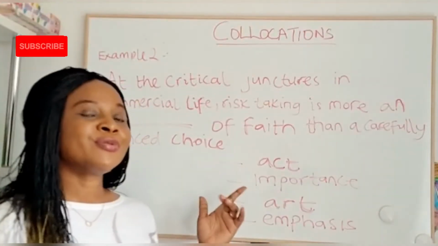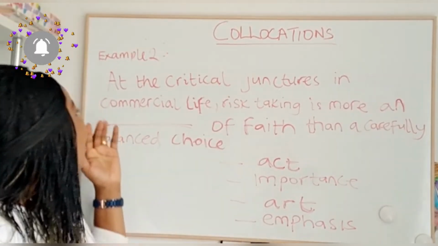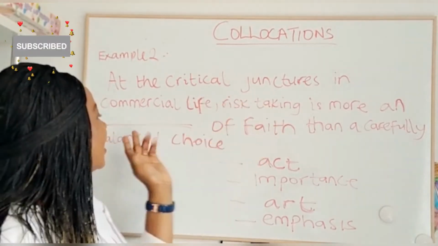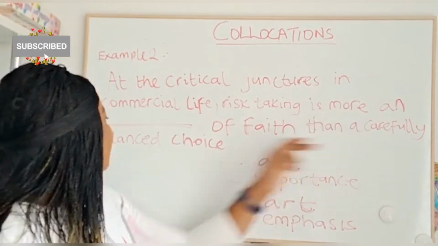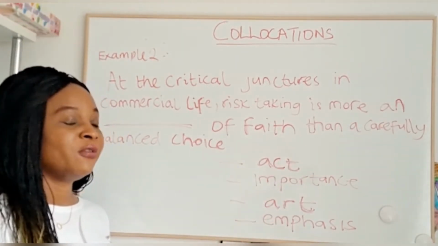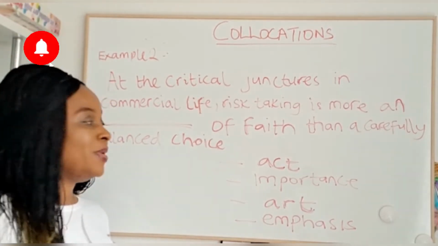This is example 2. Let us look at it, and it's going to also help you have a better understanding. At the critical junctures in commercial life, risk-taking is more an dash of faith than a carefully balanced choice. This is another question gotten from the past questions of the Pearson Test of English reading, which is a very important module in the PTE exam.